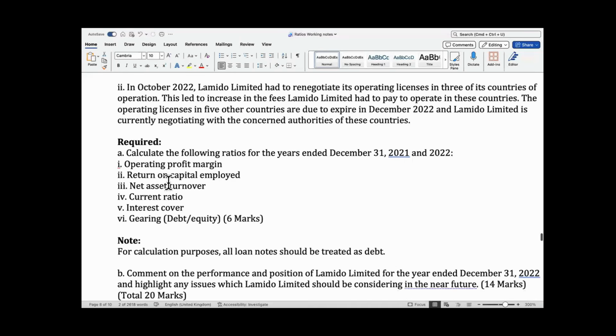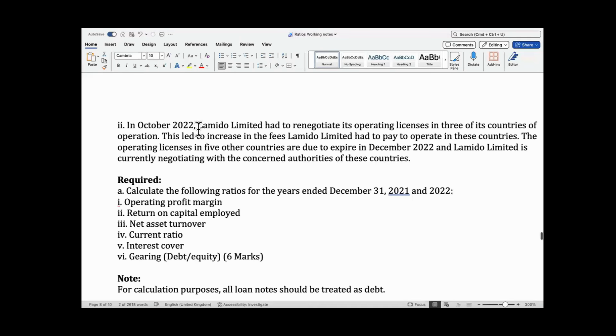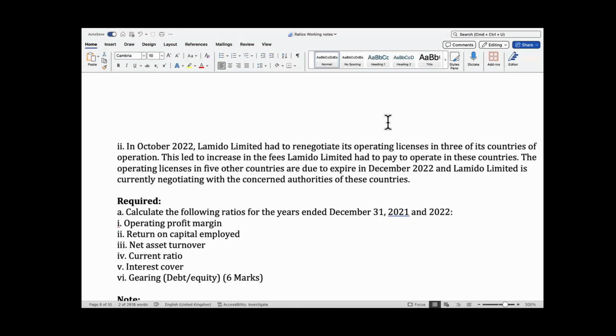Also, it said in October 2022, Lamido Limited had to renegotiate its operating licenses in 3 of its countries of operation. This led to increase in the fees Lamido Limited had to pay to operate in these countries. The operating licenses in 5 other countries are due to expire in December 2022, and Lamido Limited is currently negotiating with the concerned authorities of this country.